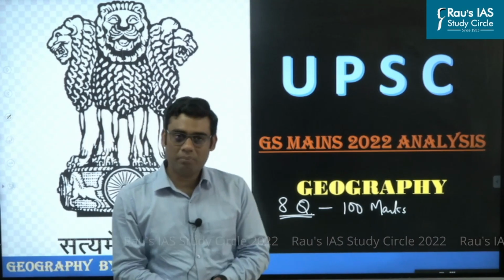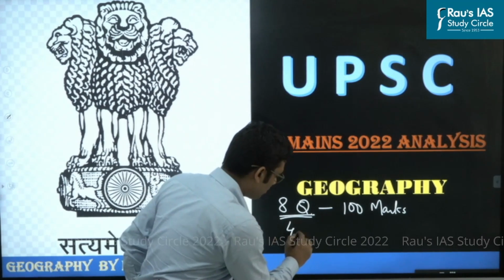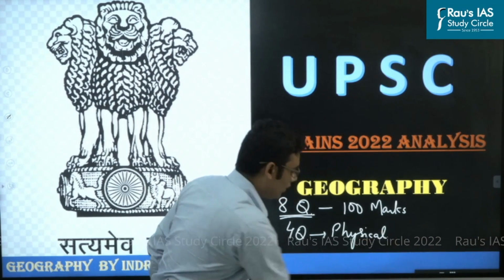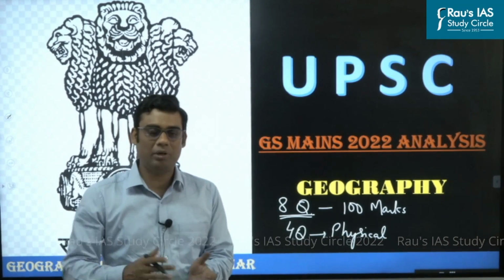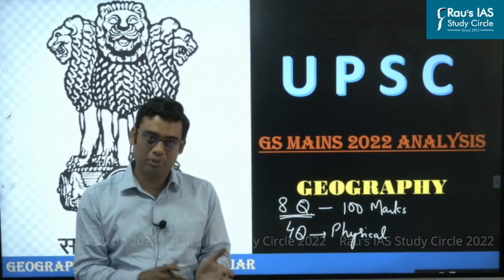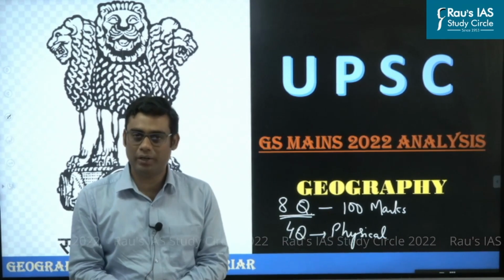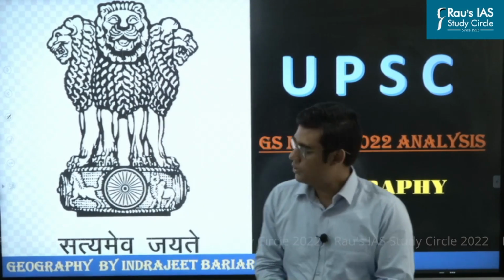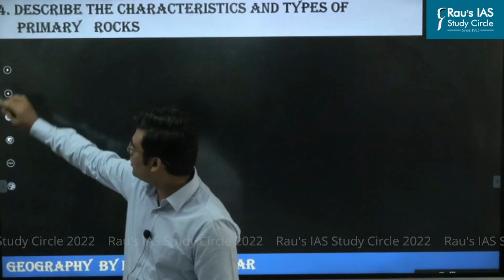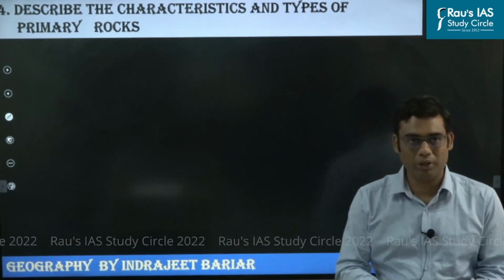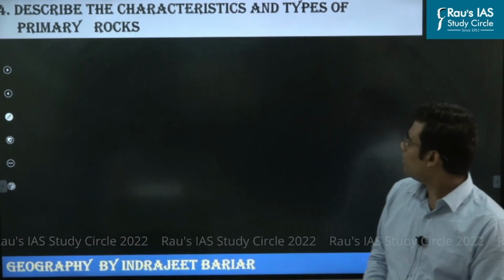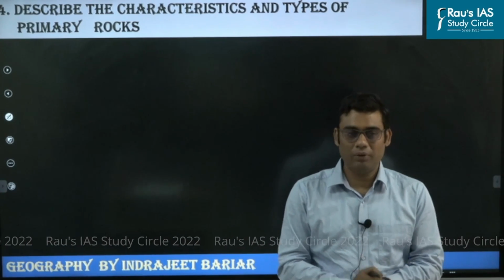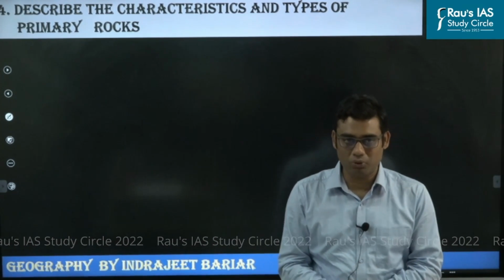If we see the further subdivision, 4 questions were asked straightforwardly from physical geography, and these were very straightforward questions, and the remaining 4 were a mix from the remaining part of Indian geography and economic geography as such. So let's discuss these questions which have come. The first question that we come across was question number 4 in the paper, which was: describe the characteristics and types of primary rocks, purely from the physical geography geomorphology portion.